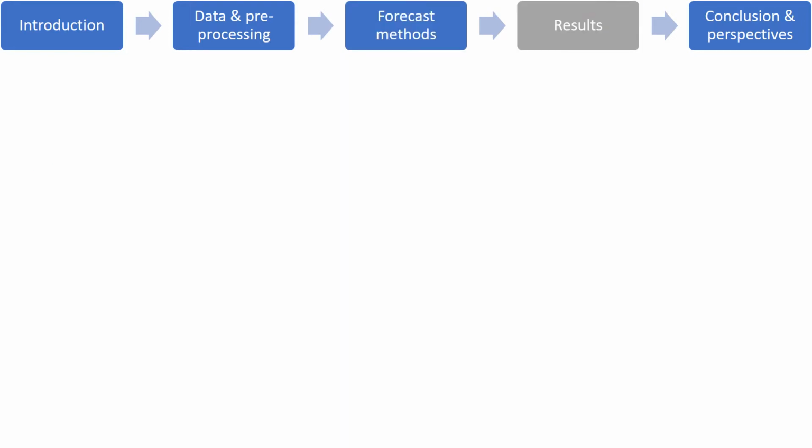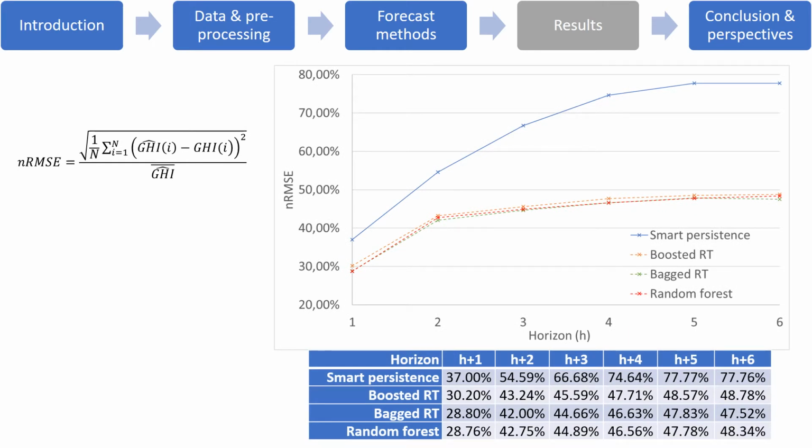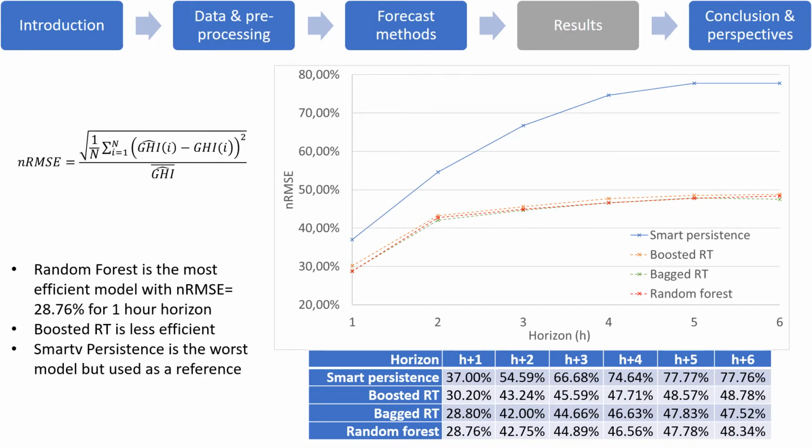Now I will present the results. We evaluate the performance of the models by the computation of the normalized root mean squared error. Here is a graph and the table of the different results. We can see that the random forest is the most efficient model with a normalized root mean squared error of 28% for 1 hour horizon. After, the bagged regression tree is the best model. We can see too that the boosted regression tree is the least efficient of the aggregated models, and the smart persistence is the worst model, but used as a reference.